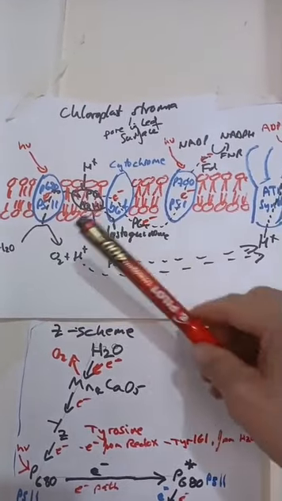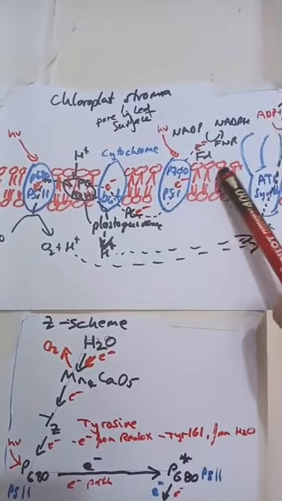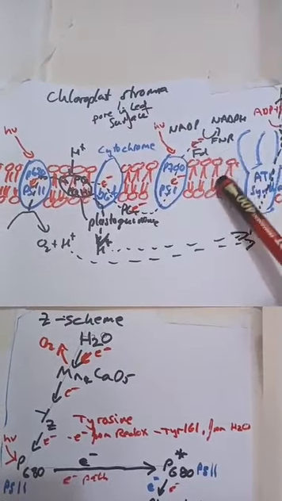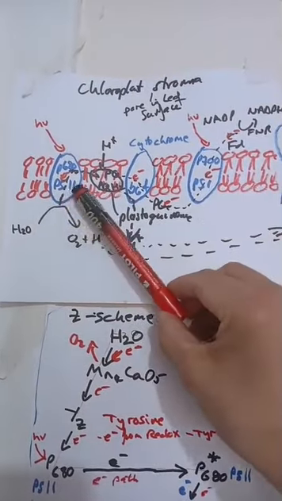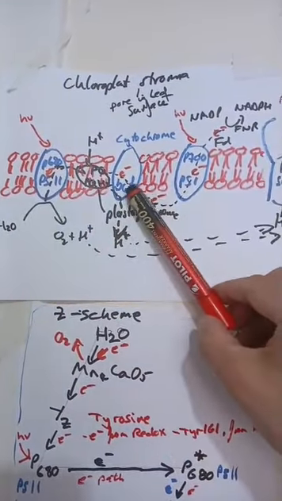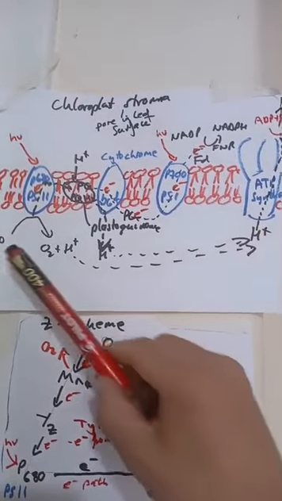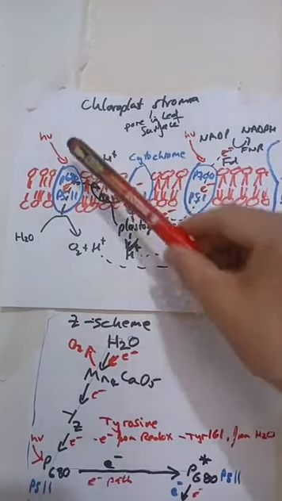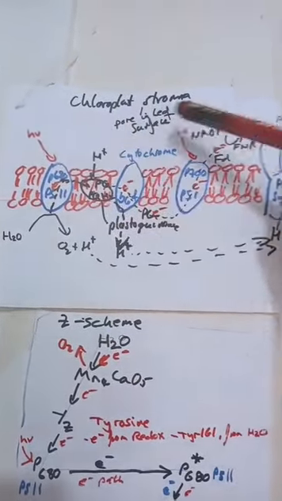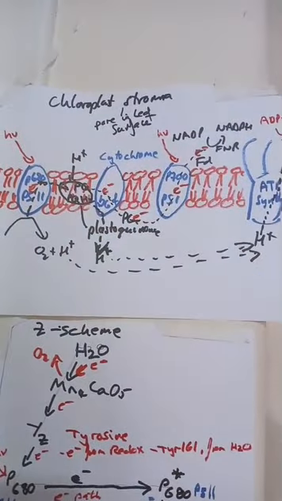So this is the red phospholipids. That's the cell membrane. This is photosystem 2, cytochrome, photosystem 1, and ATP synthase enzyme. So water gets broken up, electrons get passed along, light activates photosystem 2 and photosystem 1. Okay, electrons get passed along here.